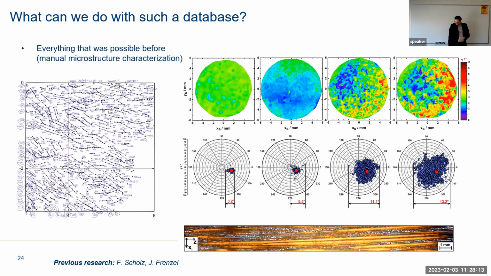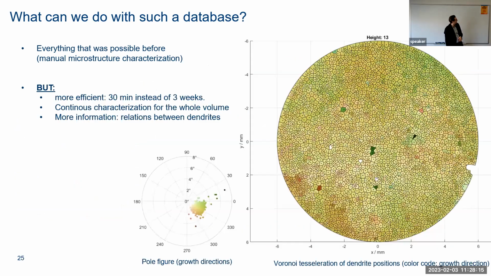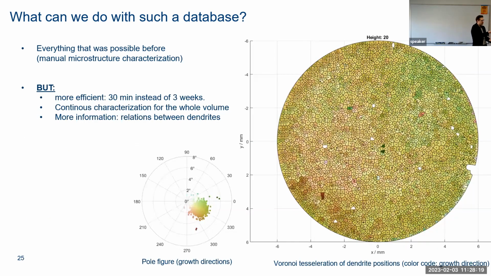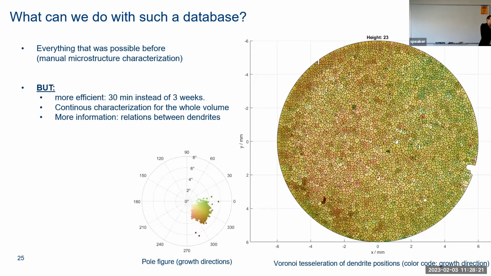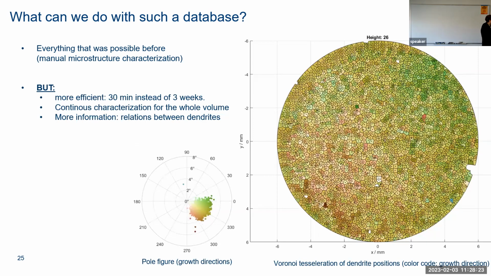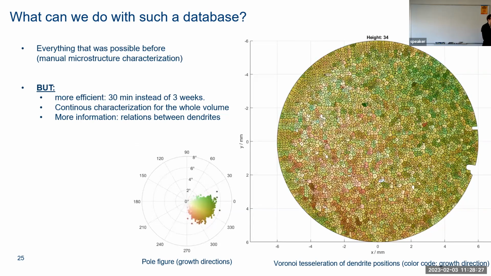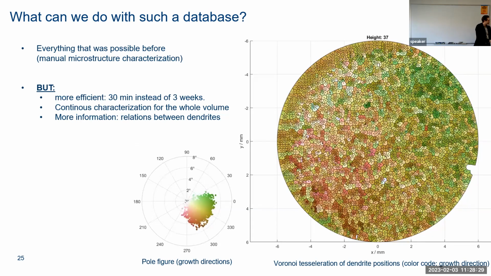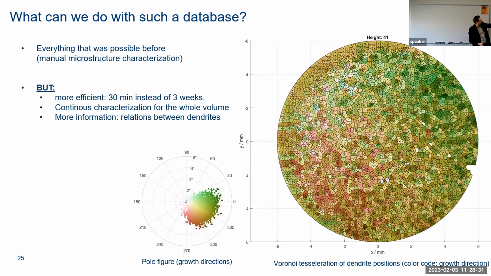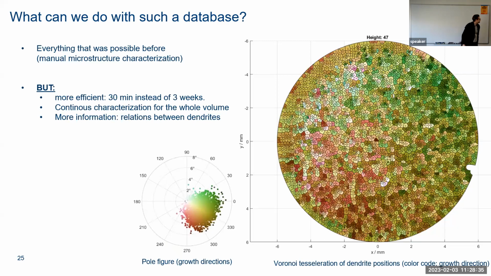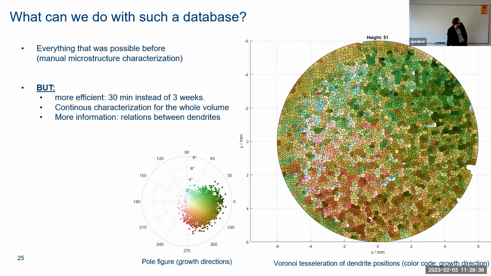And what we can do now is basically the same, but completely automated, right? So we have this not on 4 places. We have characterized the orientation spread over the whole volume. And we are now slicing the sample from bottom to top. And you can see on the full figure, all the dendrites are slightly misoriented to the bottom right. This is why the whole field of dendrites moves to the bottom right also. And we have a continuous characterization of the whole volume.